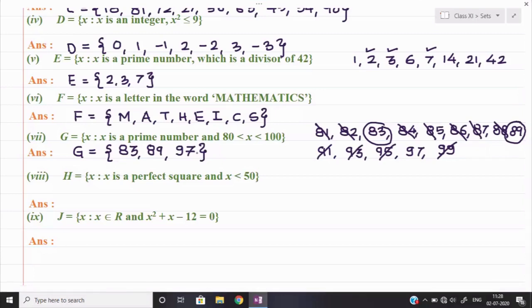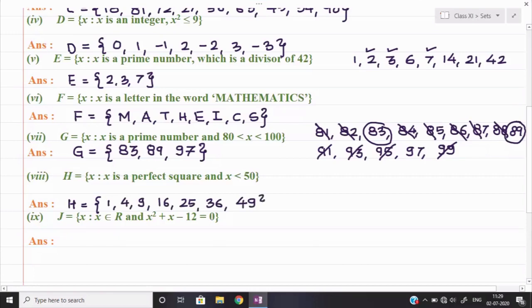X is a perfect square and the value of X is less than 50. So first of all, we shall list out the perfect squares. X is a perfect square, so who can be there? First it will come 1. The second one is 4. Then 9, 16, 25, 36, and the last one is 49. Right? Because we cannot go more than 50. So this is the answer of part number 8.